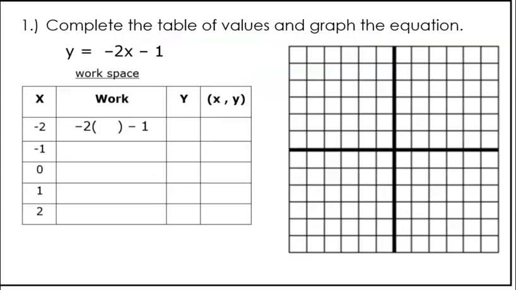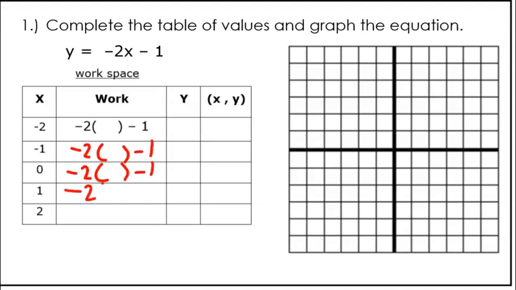Homework number 8. In the first section, you're asked to complete the table of values and graph the equation shown. Remember, in this equation, the input, which replaces the letter x, is to be multiplied by -2 and then subtract 1. So every time we put in the value we are given, we will multiply by -2 and subtract 1. So this outline can be used for every single input.